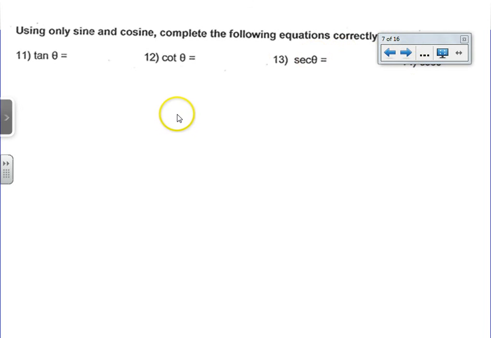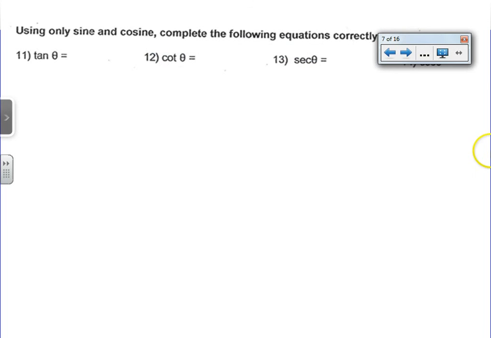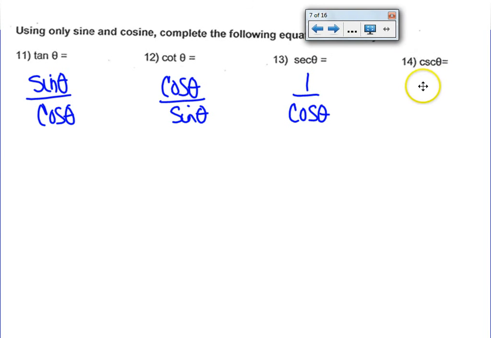Alright, so using only sines and cosines, I want you to rewrite these. This is kind of an introduction to what we're going to do in the next lesson. So tangent, if you remember from your geometry days, is really a sine value divided by a cosine value. Therefore, cotangent would be the reciprocal of that, cosine over sine. Secant is the reciprocal of cosine, so we can rewrite it as 1 over cosine. And cosecant is the reciprocal of sine, so we can write it as 1 over sine.